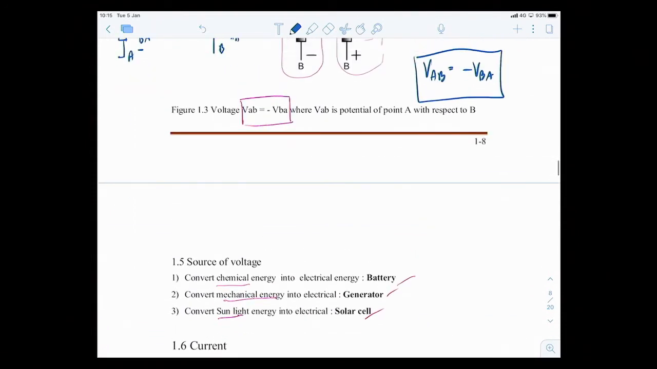The sources of voltage could be, for example, converting chemical energy to electrical energy, as in a battery. We can convert mechanical energy into electrical energy with a generator, and we can convert sunlight energy into electrical energy, which is solar cells, for example. Right now there is a lot of research trying to use natural sources to convert into electrical energy.